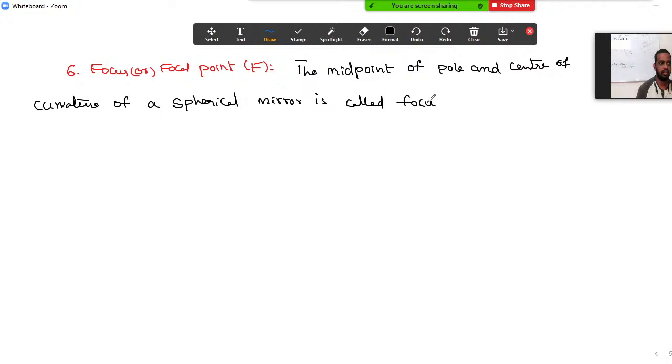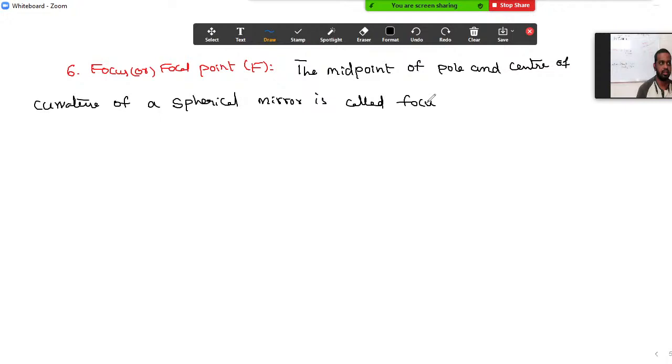Is it clear, all of you? Yes, sir. So, for a concave mirror, focus and center of curvature will lie outside. For the convex mirror, the focus and center of curvature will lie inside. If you measure the distance from pole to focus, it will be the focal length.